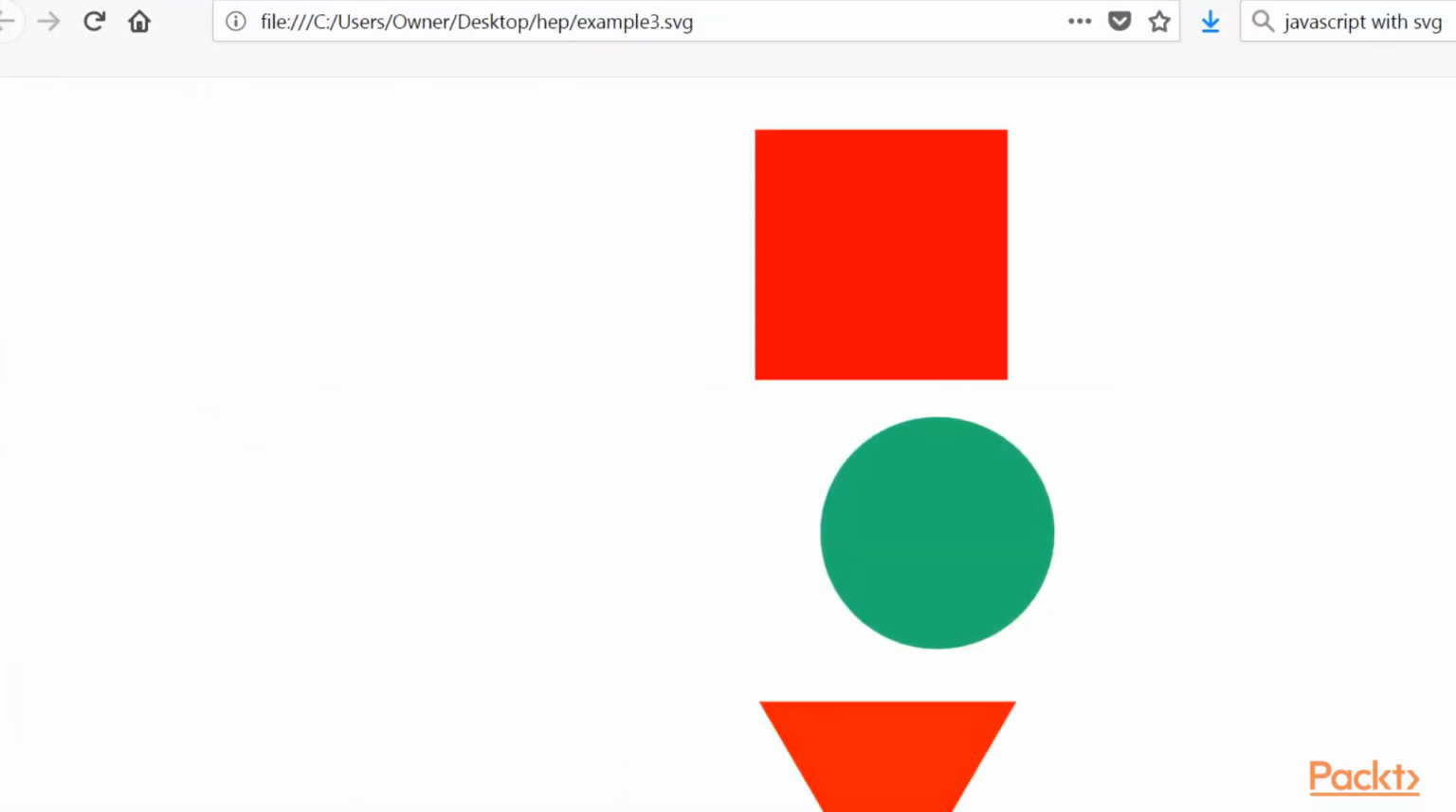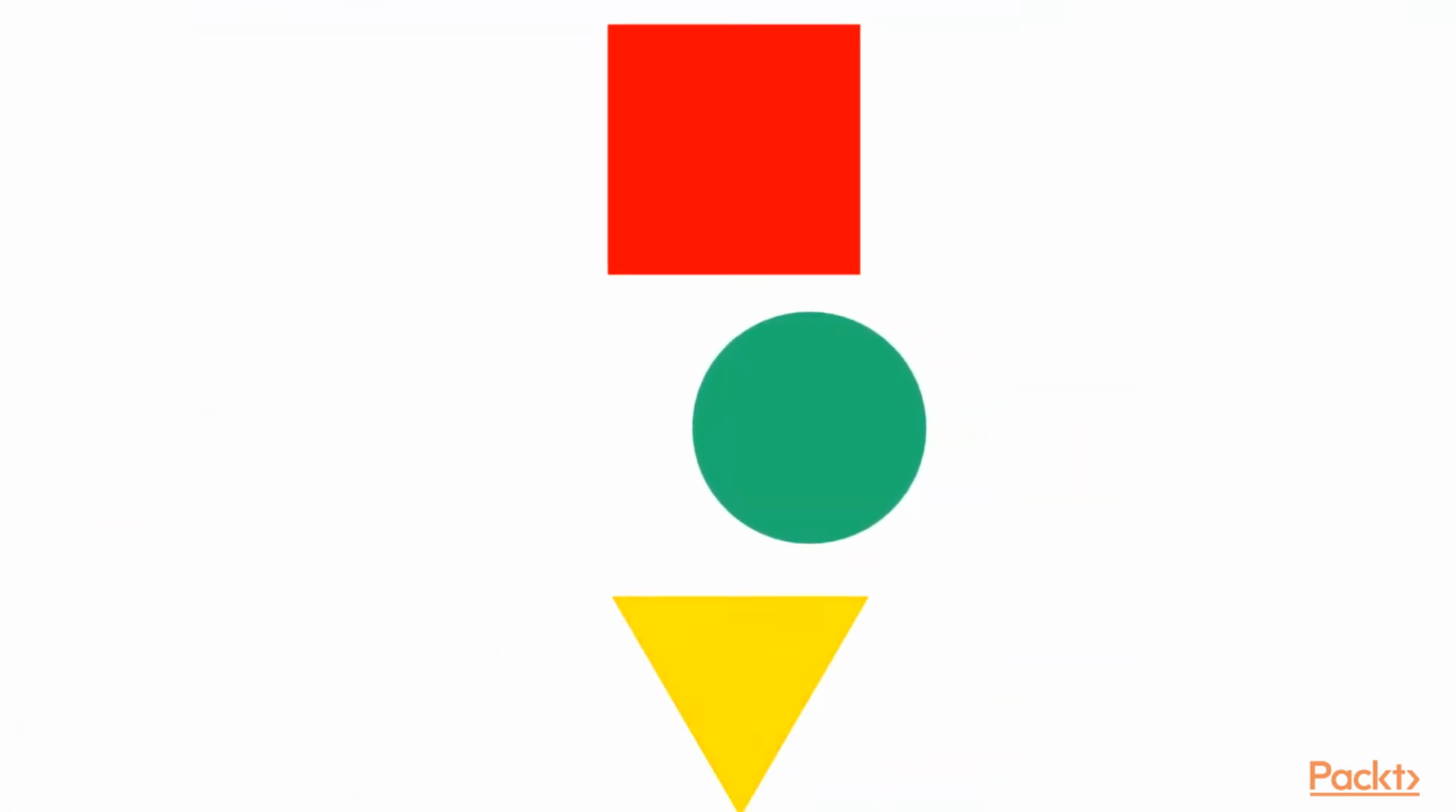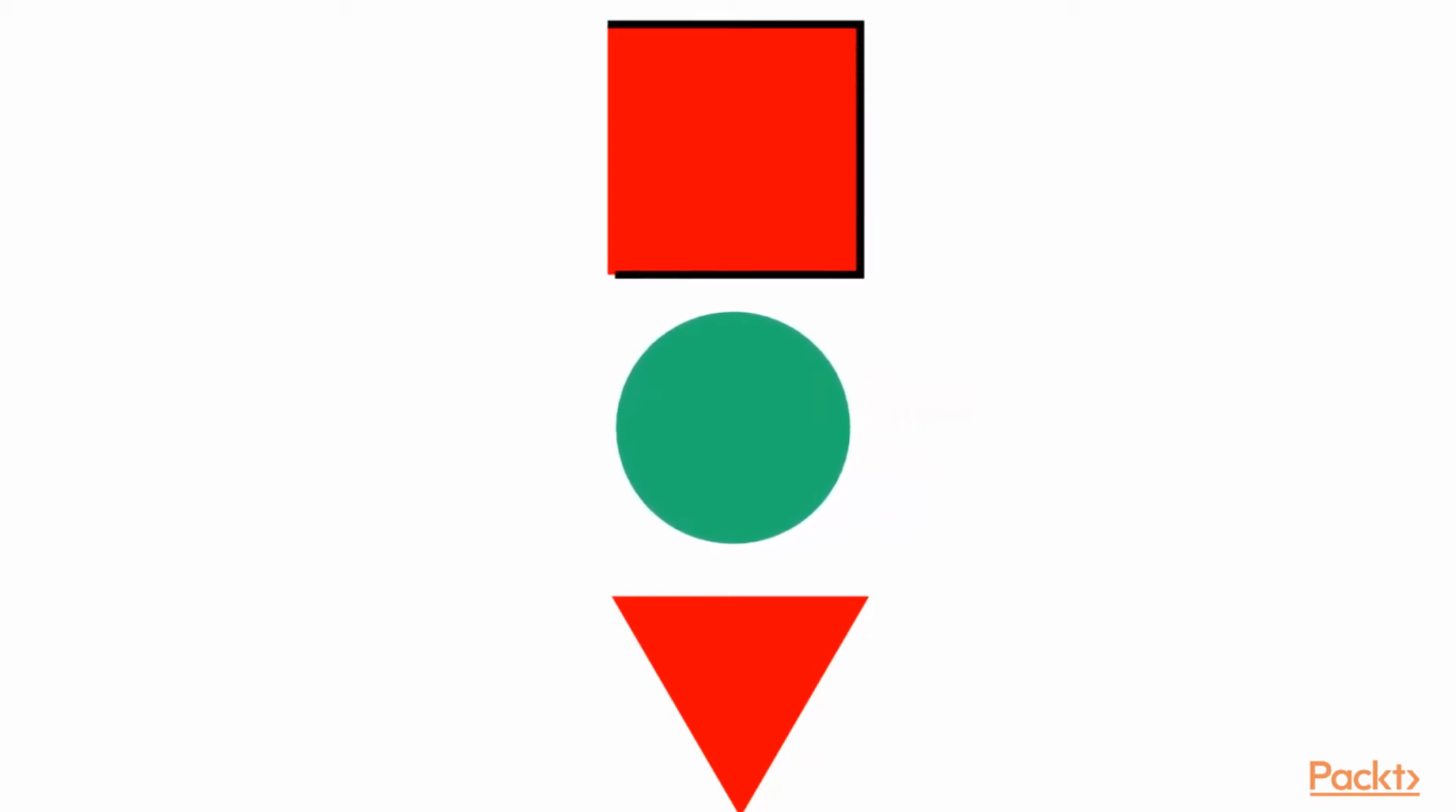If I just preview it in the browser, so you guys are familiar with this one, we have a moving circle, we have a triangle that changes color, and we have a stroke that is getting filled with a hover.